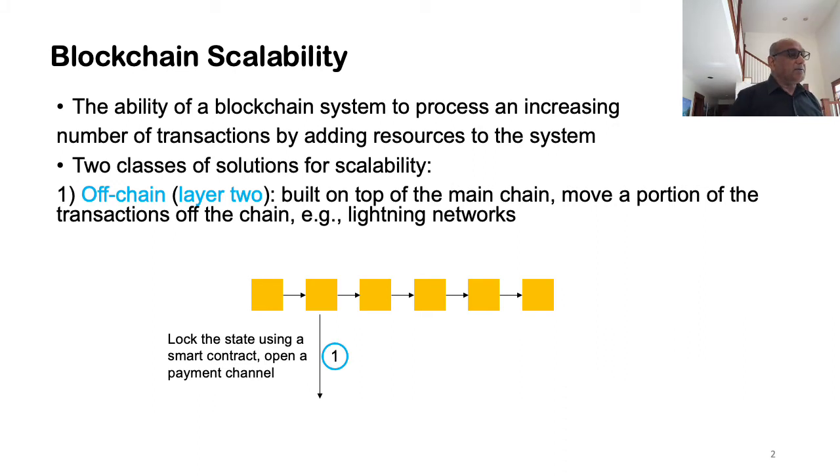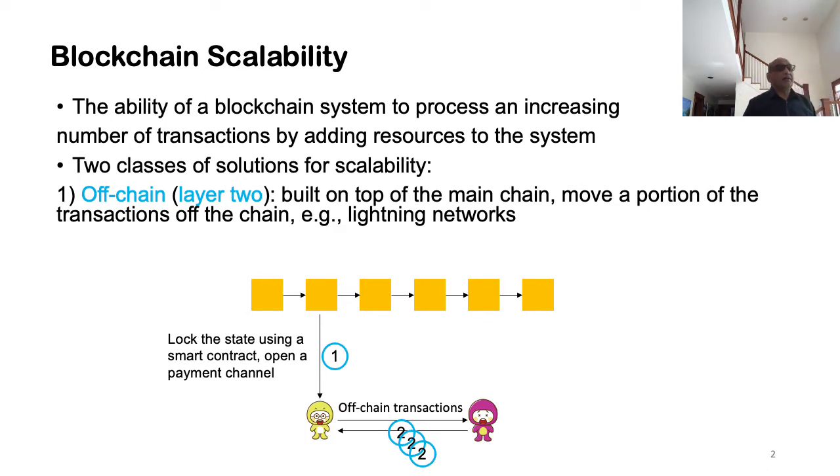And what then happens is, as these entities who wanted to interact with each other interact, they do transactions using this payment channel. Once the interactions are completed, they can close the channel, and the modified state can be incorporated into the main blockchain. So this is the idea of Lightning networks.